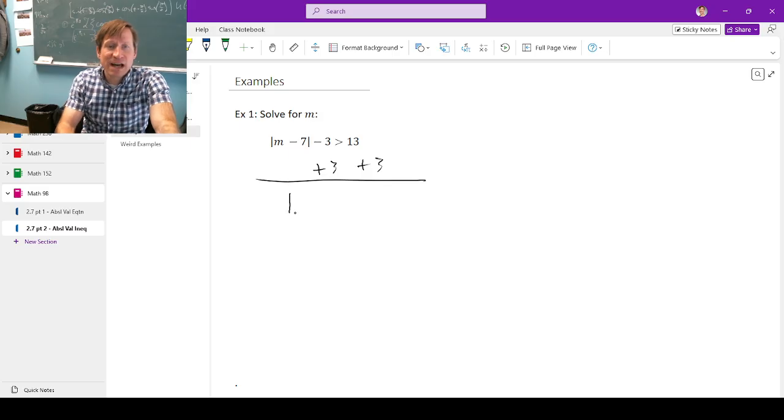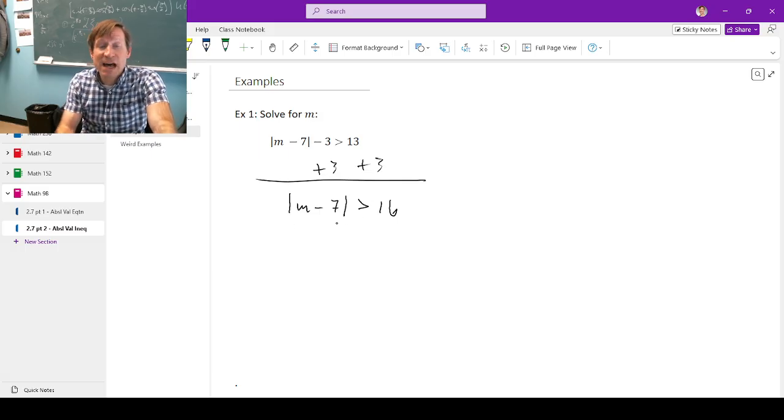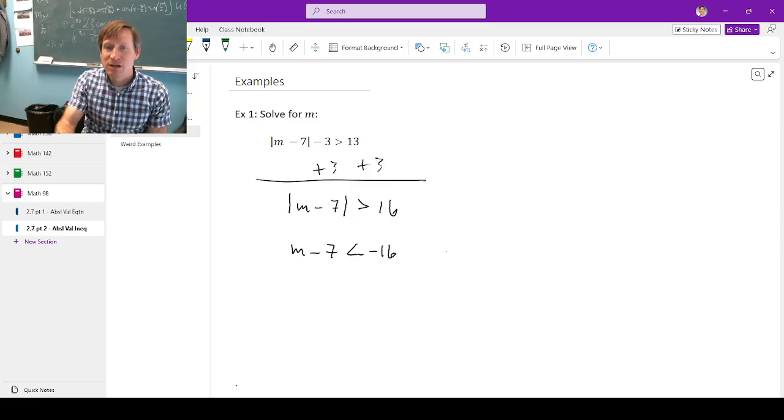We get, on the left, absolute value of m minus 7 is greater than, on the right, 3 plus 13 is 16. So absolute value of m minus 7 is greater than 16. And now we have an absolute value inequality. The absolute value is on the greater side of the inequality. So that means that the stuff inside the absolute value, m minus 7, is outside the negative and positive versions of 16. So that means m minus 7 is less than negative 16, or m minus 7 is greater than positive 16.